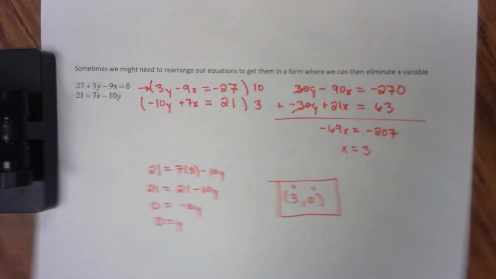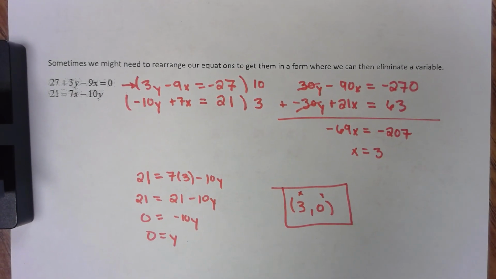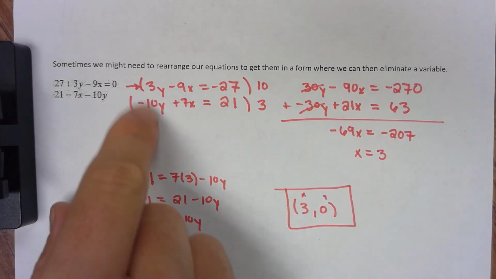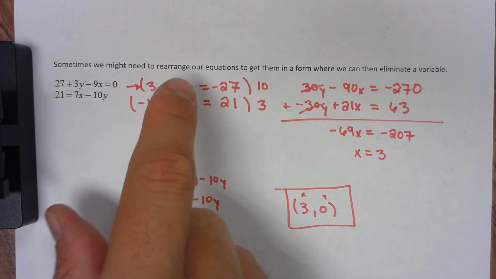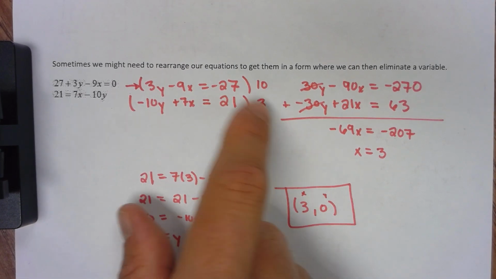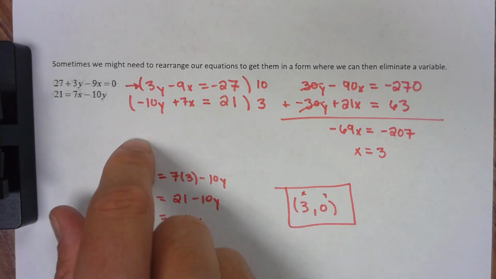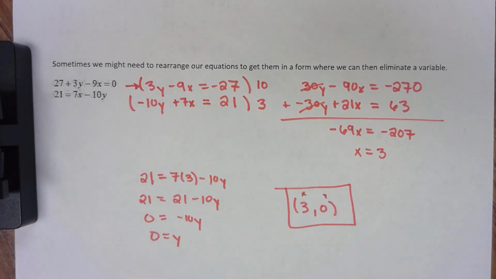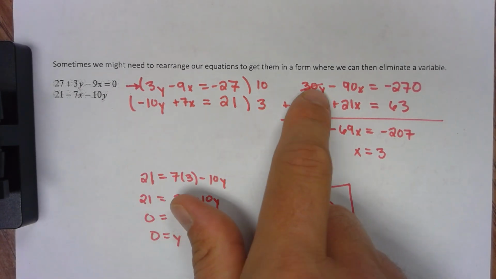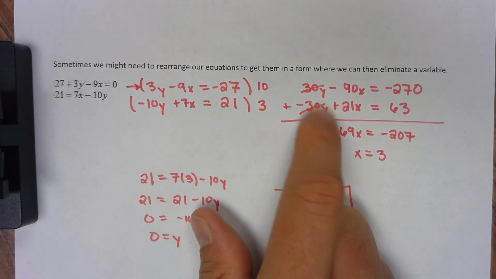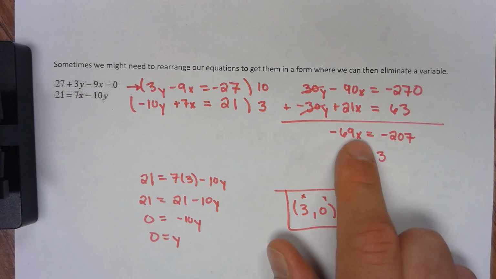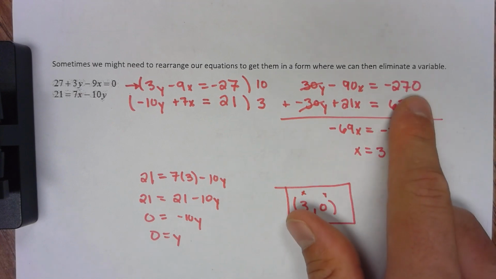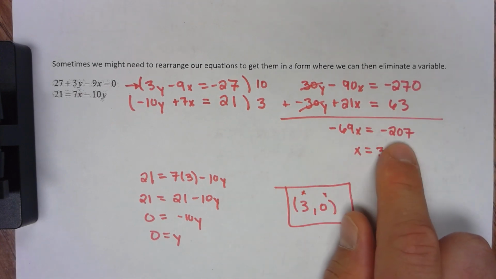All right, for everyone watching online, I chose to eliminate the y's, and so I'm multiplying the top equation by 10, thus giving me 3 times 10y, and so then the bottom equation multiplying it by 3, giving me negative 10 times 3y. 10 times 3 is 30, so I get 30y and negative 30y. I want to add those together, they eliminate. And then adding the x's together, I get negative 69x, and equals our numbers, which is negative 207.